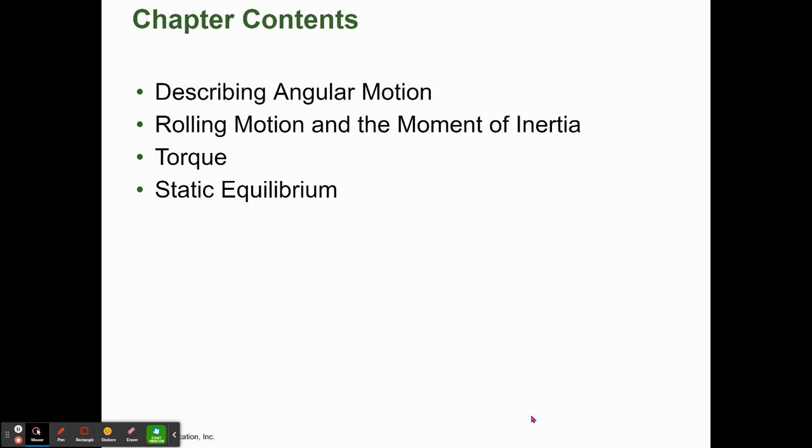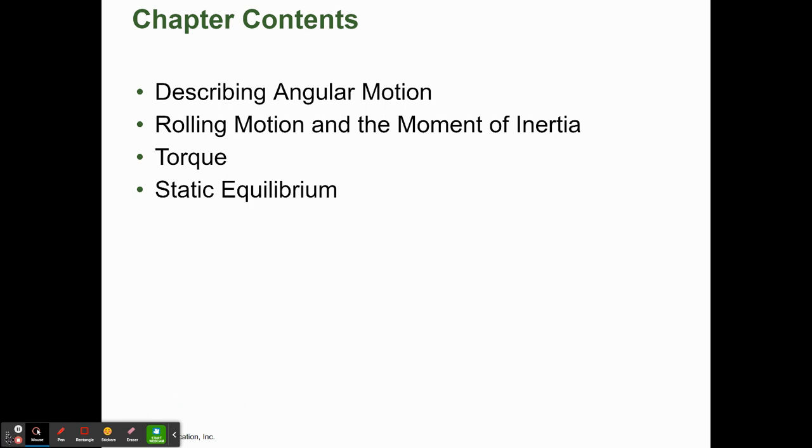So, we're going to talk about angular motion, and that's going to include angular displacement, angular velocity, angular acceleration, all of those things, those kinematic things that we had for linear motion: speed, velocity, acceleration, displacement. We have the same things for objects that are rotating, but we use the term angular. And then we'll talk about moments of inertia, torque, and static equilibrium in the other sections. Today, we're just going to deal with section 1.